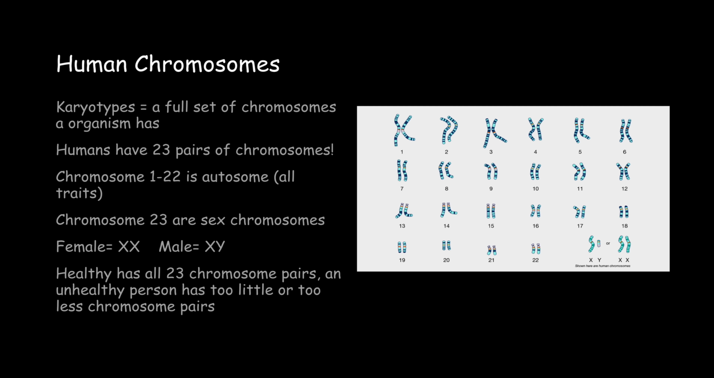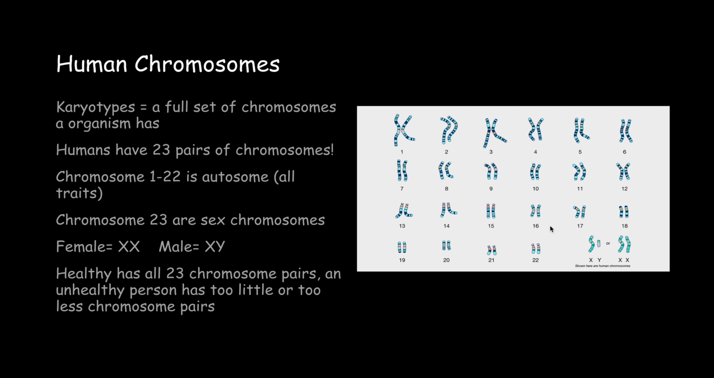So some important vocabulary we have to go over, and just so you understand where our genes come from, they come from chromosomes. Karyotypes are the full set of chromosomes an organism has. Some organisms have very few chromosomes, and then you have very complex ferns with around 1,400. But humans have 23 pairs of chromosomes, 1 through 22 on the little chart you can see.